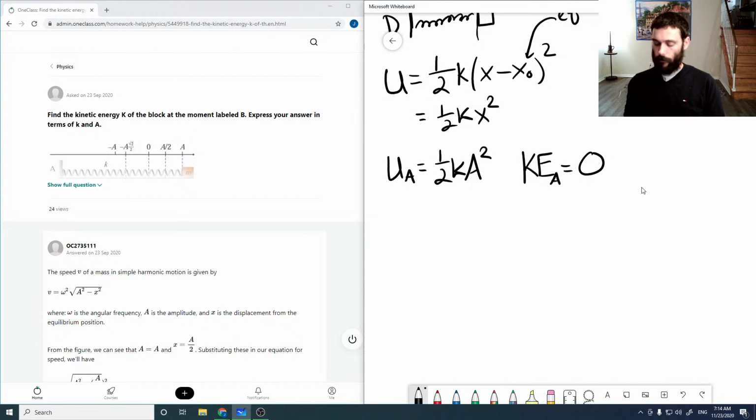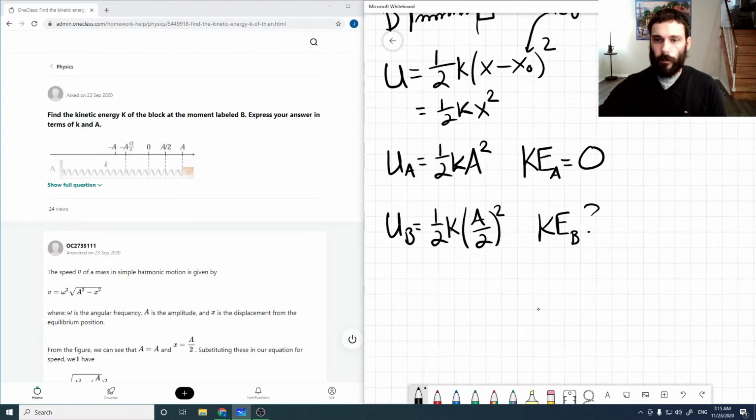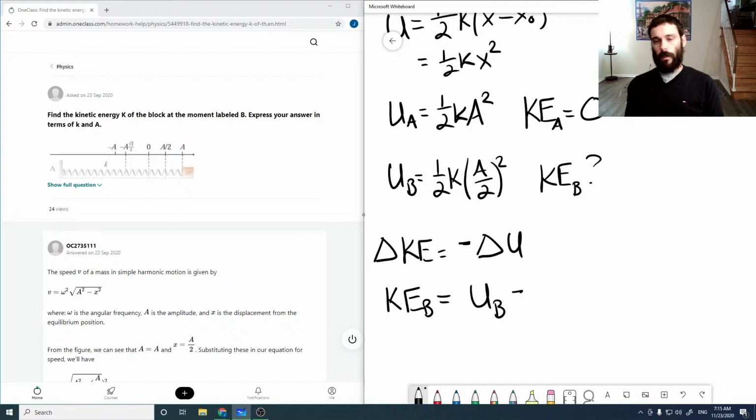So then the potential energy at B is 1/2 k times (A over 2) squared. And we want to know what the kinetic energy at B is. So our change in kinetic energy is always equal to the negative change in our potential energy, from conservation of energy. So if we want to know what the KE at B is, then it's just equal to the potential energy at B minus the potential energy at A, with a minus in front of that.